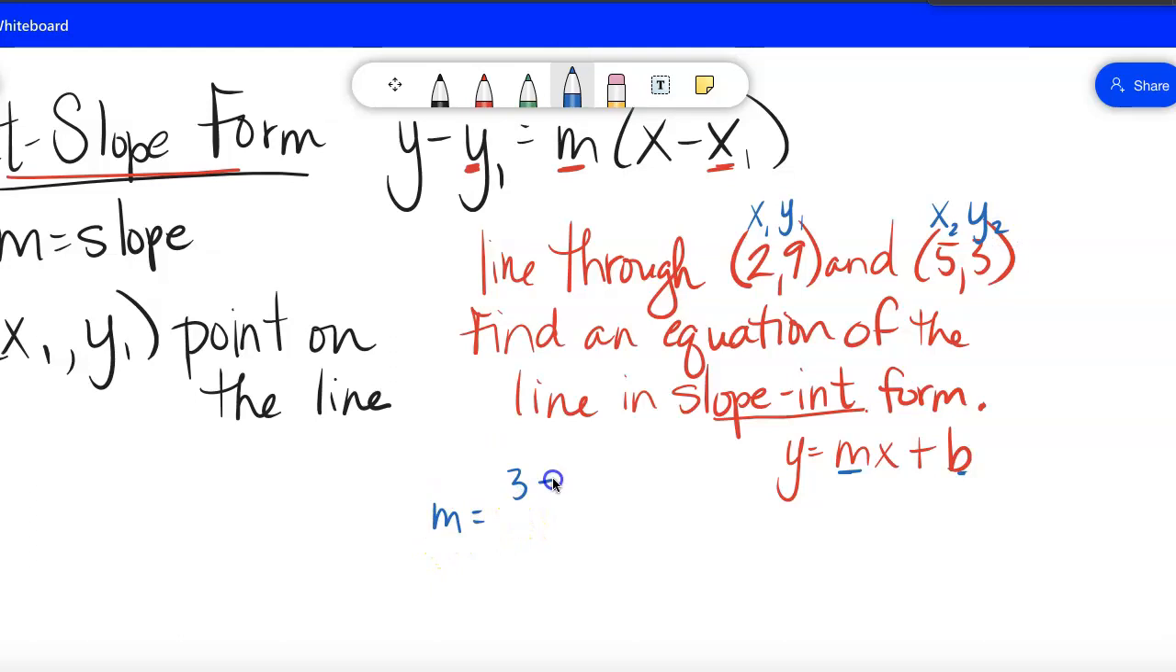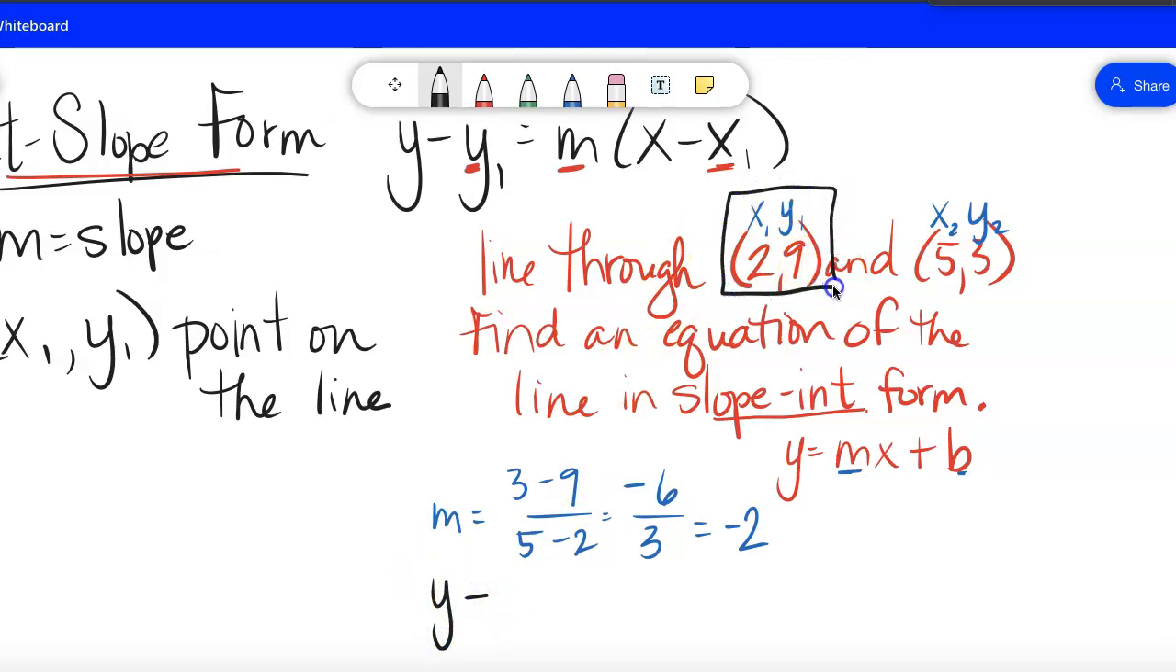All right, so 3 minus 9 and 5 minus 2. So negative 6 over 3. You must simplify. We get negative 2. So we now have our slope. I still don't know my y-intercept. So now I'm going to use this point slope formula. All right, so y minus, I've already labeled my ordered pairs. So here's my x1, y1. Now if you labeled the other one x1, y1, it's still going to work.